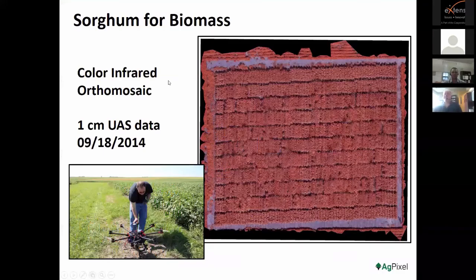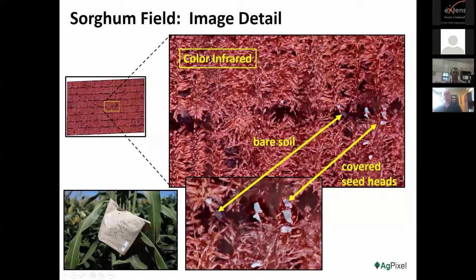Here's an example of doing some work on sorghum. By the way, this is an orthomosaic. It's not a single picture. You can see how the spliced edges are all jagged. That's because we've got hundreds of images going together to make the orthomosaic. This was the multi-rotor that was flown. And to give you an idea of the detail, you're looking at the paper sacks now that are on the different plants to help cover up the pollen heads and so on.